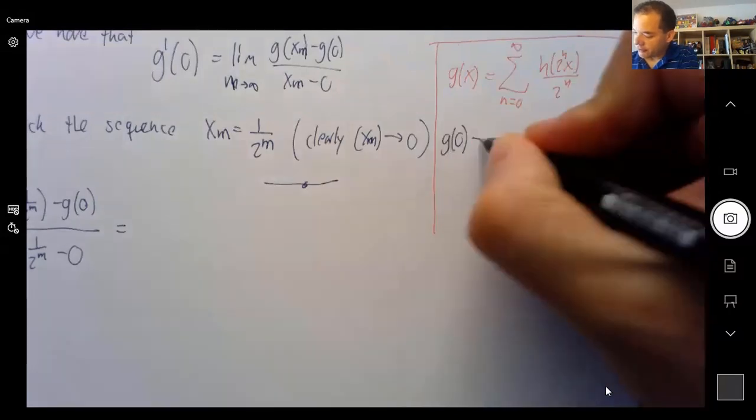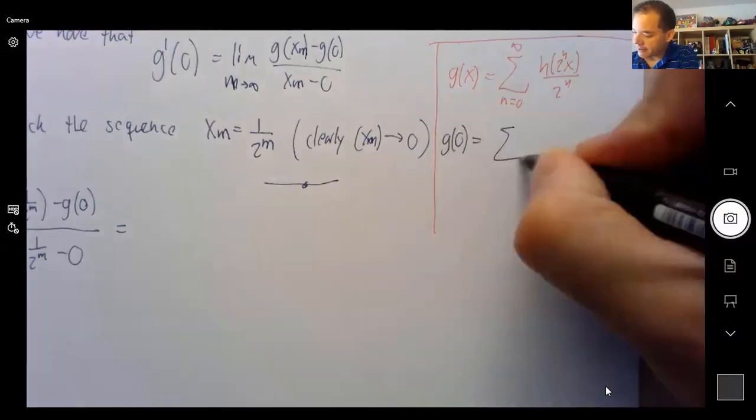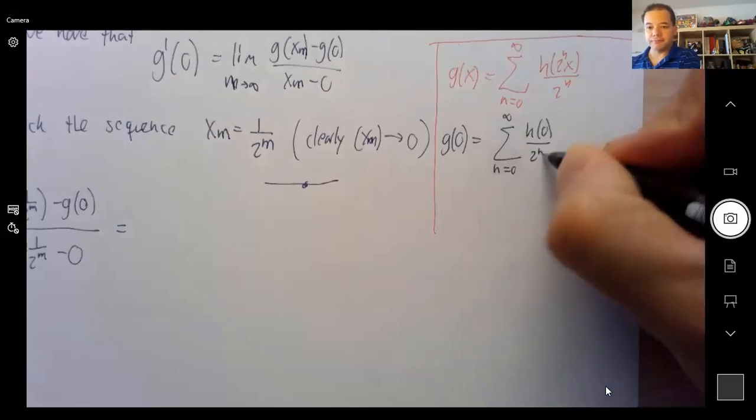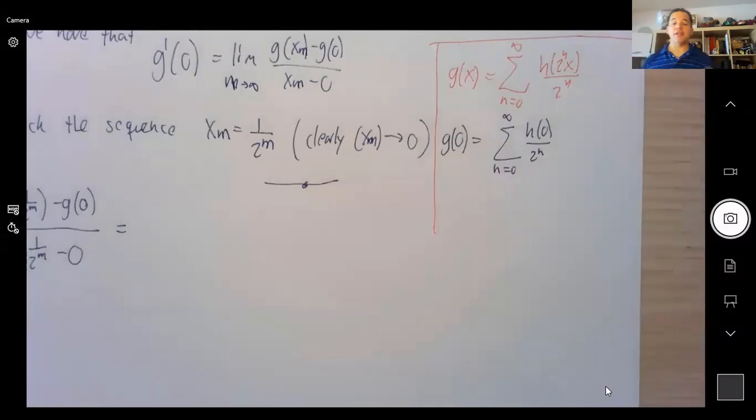So if you plug in 0, you get h of 0 over 2 to the n. What is h of 0? Remember, h is the function that gives you the fractional part if the integer part is even, or 1 minus the fractional part if the integer part is odd.